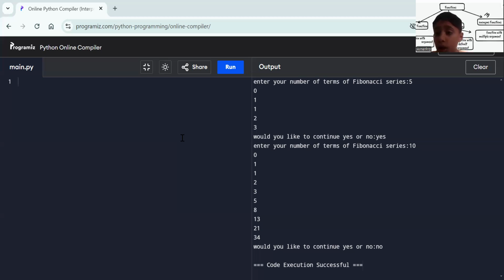1 plus 2 is what? 3. 2 plus 3, 5. And then 3 plus 5, 8. And then 13, 21, and then 34, and then so on.